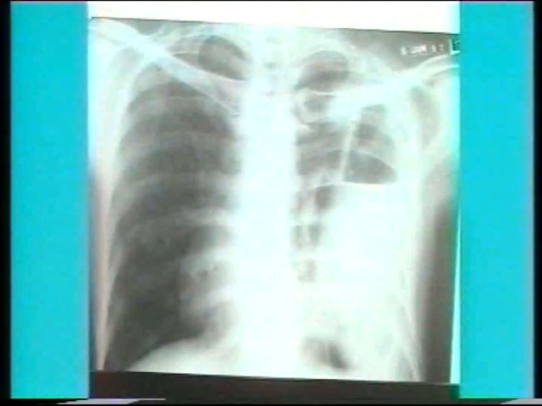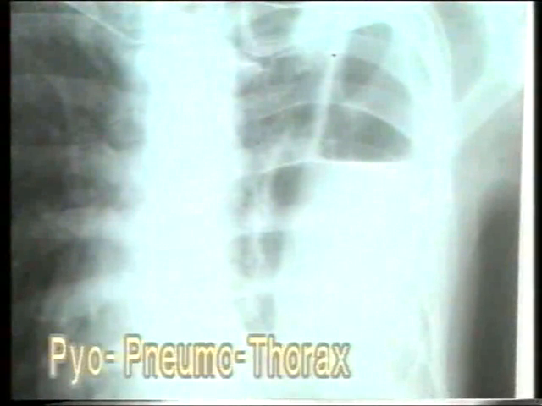In this X-ray, note the loculated fluid collection on the left side with an air fluid level. The fluid appears to be pus as ribs cannot be seen through it, and note the marked thickening of the lung border. So this is loculated pyopneumothorax.